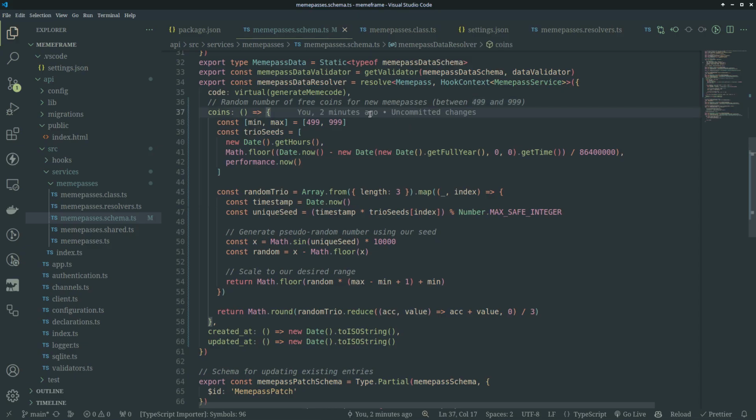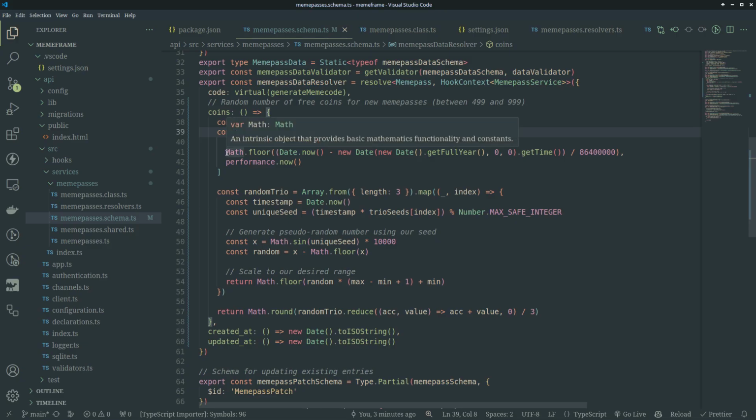To come up with those three numbers, I need to make sure that the collision between them in terms of randomness is very little. So I had to create some seed factors. Basically three seeds, but these three seeds use different factors. One of them uses the current hours of the particular day when the meme pass is being generated.